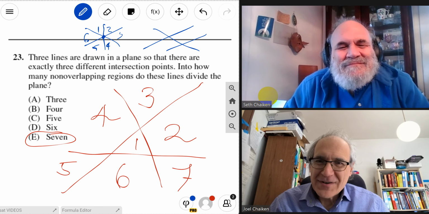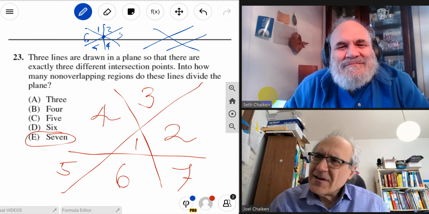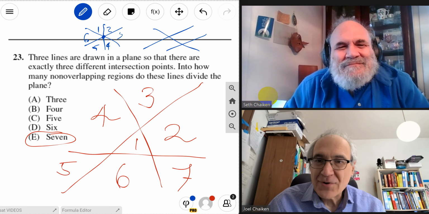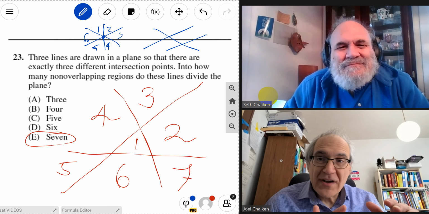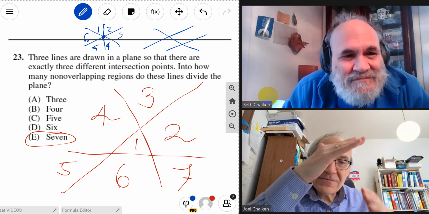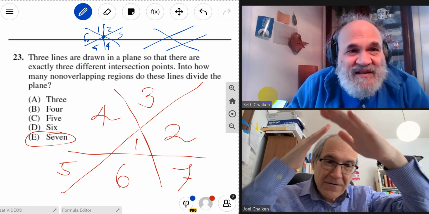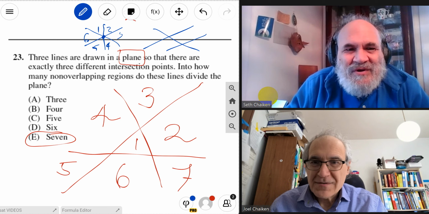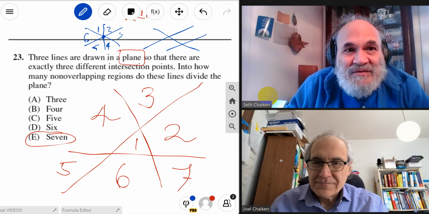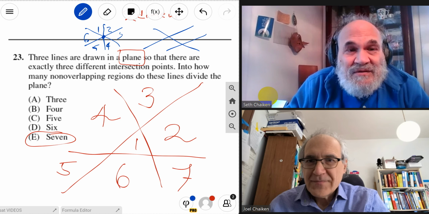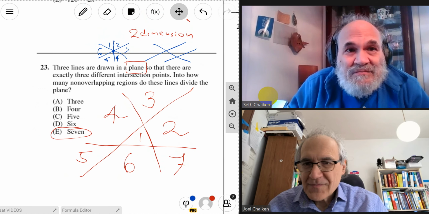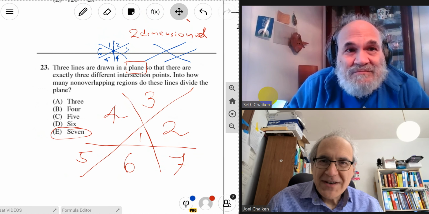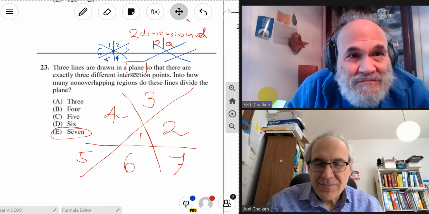3 different lines are drawn in a plane. I got confused. I thought it was space. I didn't read the question that carefully. That was my mistake, but I thought maybe it was 3 lines drawn in 3-dimensional space. Well, plane means 2-dimensional. Very humbling. Maybe next time I shouldn't jump to conclusions when I see a problem like this.